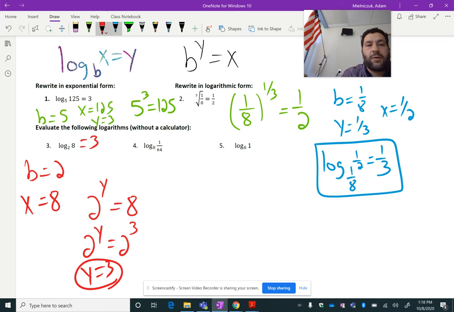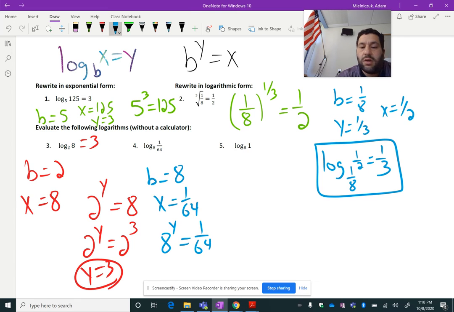Let's look at the next one. Okay, in the next one, we know that b is equal to 8. We know that x is equal to 1/64, and we don't know y yet. But what we do know is that 8 to some exponent has to give us 1/64. Is there a way to rewrite 1/64 as 8 to a power? Well, I know 8 squared is 64. So how do I rewrite it so that it's up in the numerator? Well, I'd say 8 to the -2 power. So y here will equal -2.